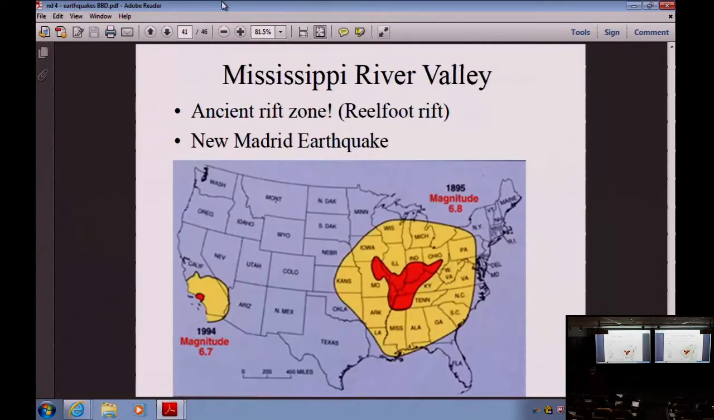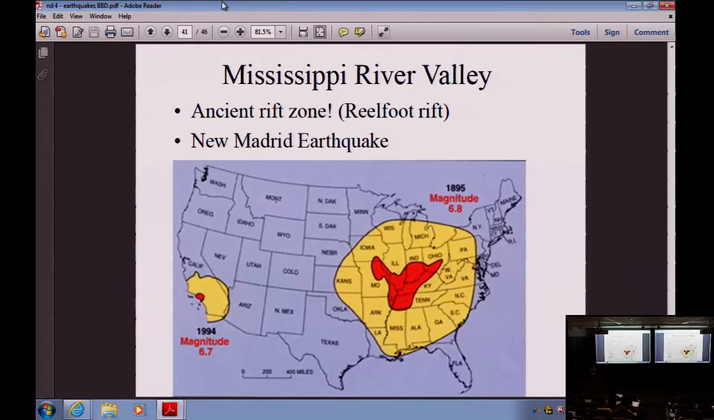This is an interesting area. The New Madrid earthquake was in the 1800s, 1811 to 1812. There are 1,874 earthquakes in this region, 2 over 7.5. They were felt over 1 million square miles. The church bells in Boston rang as a result of these earthquakes in this region. The Mississippi River temporarily reversed its flow.